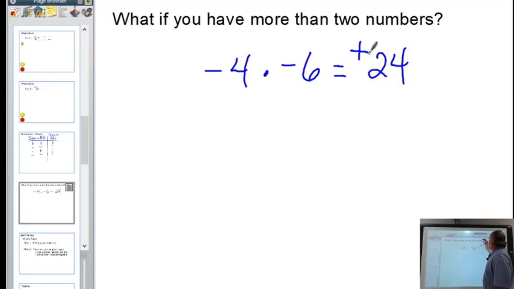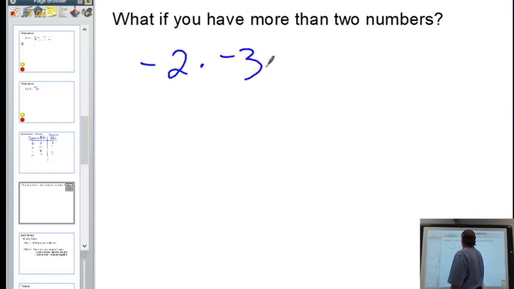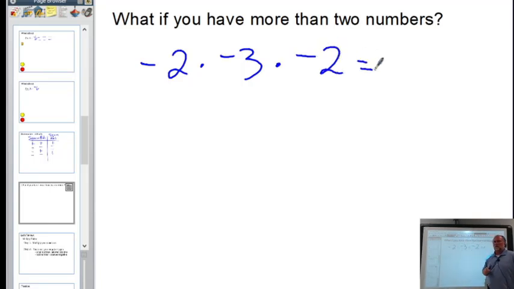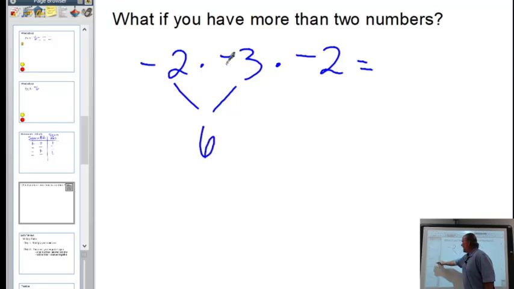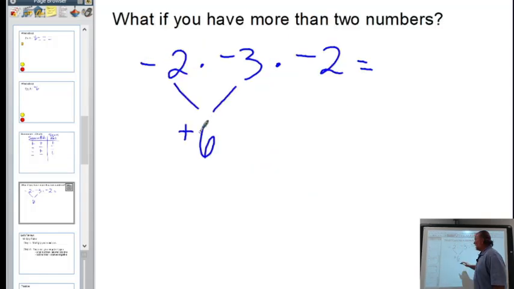Okay, so what if more than 2 numbers? What if I had like a negative 2 times a negative 3 times a negative 2? What if I had that? Well, let's see. Let's do this first part. Negative 2 times negative 3. Well, 2 times 3 is going to give me 6. But looking at our chart, a negative times a negative gives us a positive. So we'd end up with a positive 6 there.